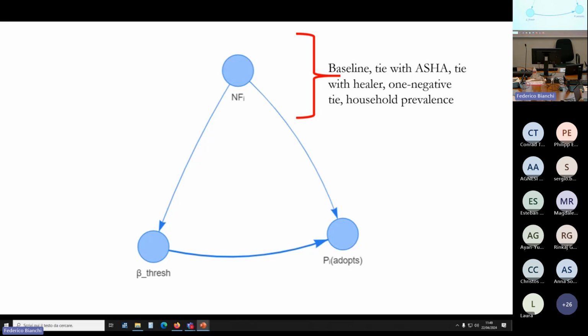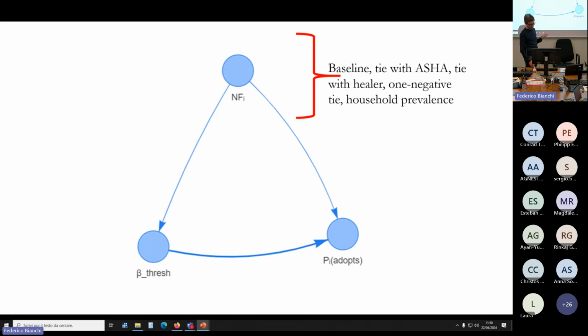as is typically done, for instance, in social modeling; a tie with the ASHA, okay, that is the government official; a tie with the healer; at least one negative tie; and household prevalence, because we also have household data, I mean, kinship network basically, and we calculate the average prevalence of adoption of the cream within a given household, and then this is another confounder.